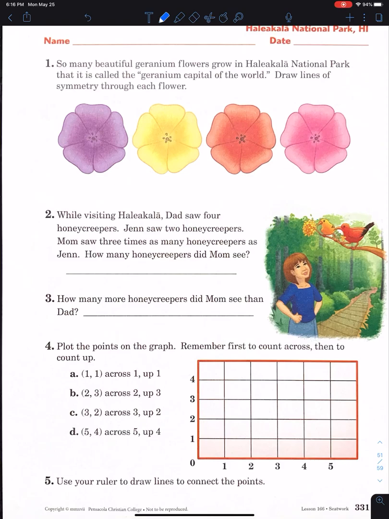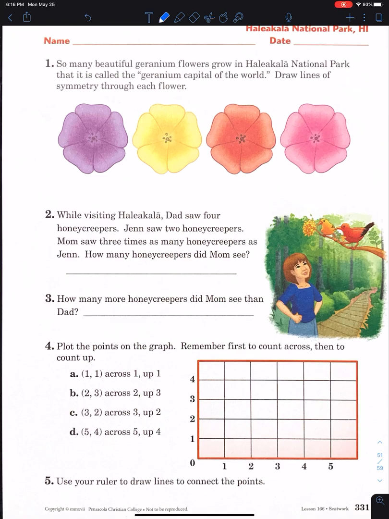Right, this is lesson 166, pages 331 and 332. Number 1. So many beautiful geranium flowers grow in Abeka National Park that it is called the geranium capital of the world. Draw lines of symmetry through each flower.